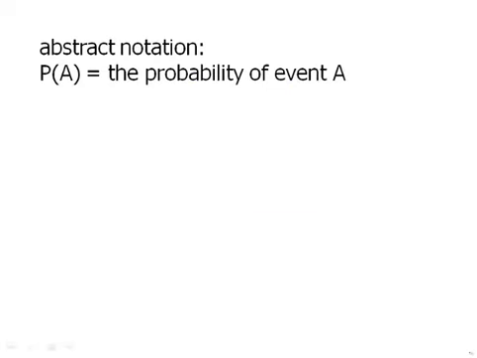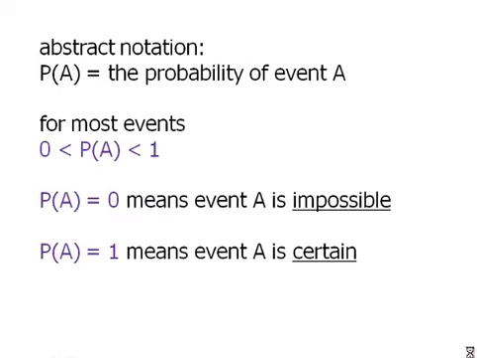In this abstract notation, we'll write P parentheses A as meaning the probability of event A. So again, if A is the probability of drawing 2 hearts, P of A would be the probability of drawing 2 hearts in a certain circumstance.